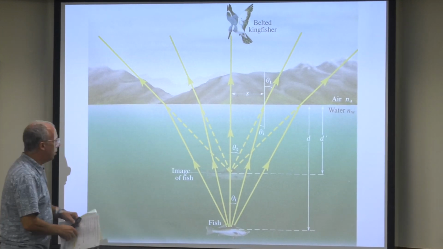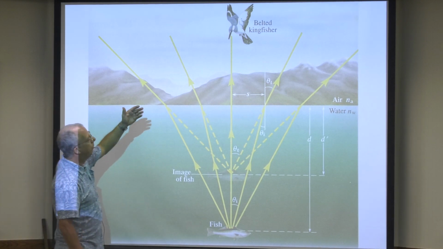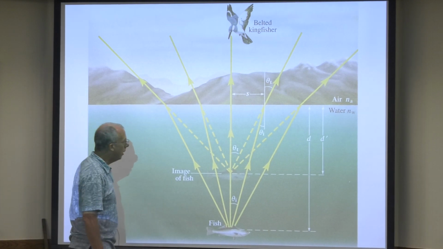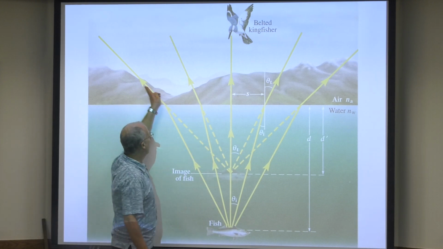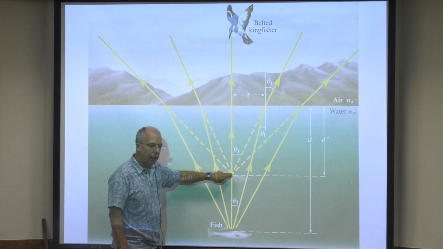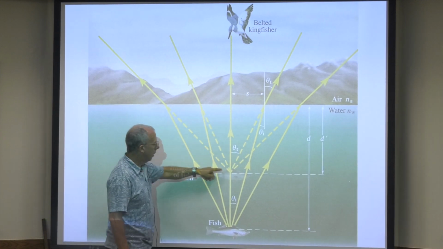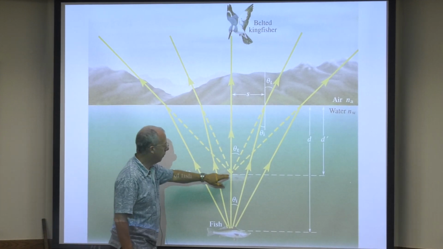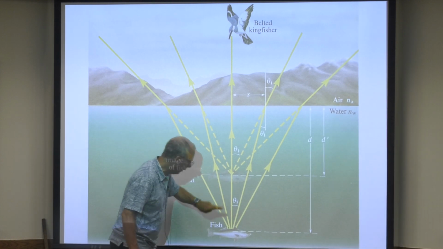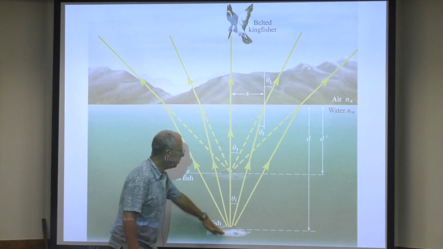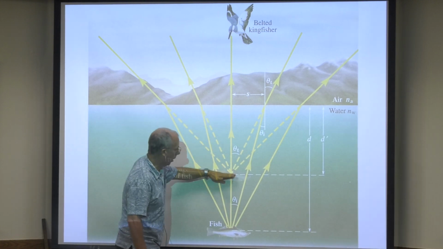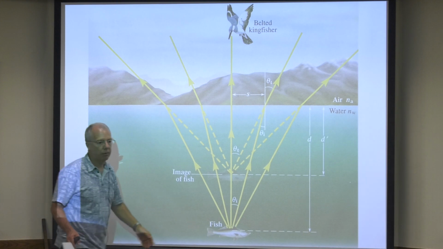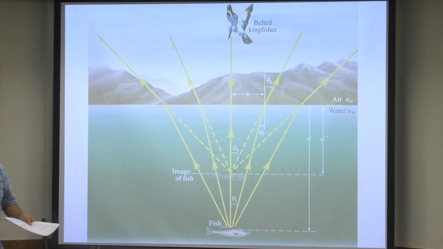So where does the belted kingfisher bird actually think the fish is? Well, all the outgoing rays intersect here. So the bird who wants to eat the fish thinks that the fish is actually here when it's actually there. We call this the real depth of the fish, and this is the apparent depth of the fish. And again, that's just a result from Snell's law, the law of refraction.